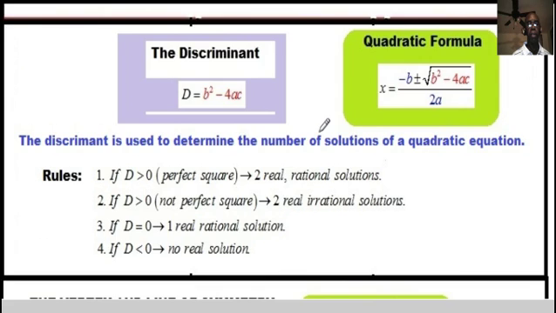It has some basic facts, and these are the facts. 1. If the discriminant is greater than 0, and it is a perfect square, this tells us that the quadratic equation has two real, rational solutions. So if the values you get from your discriminant are numbers like 4, 9, 16, 25, and 36, these numbers are perfect squares, and this tells us that the quadratic equation has two real, rational answers. Let us look at an example.